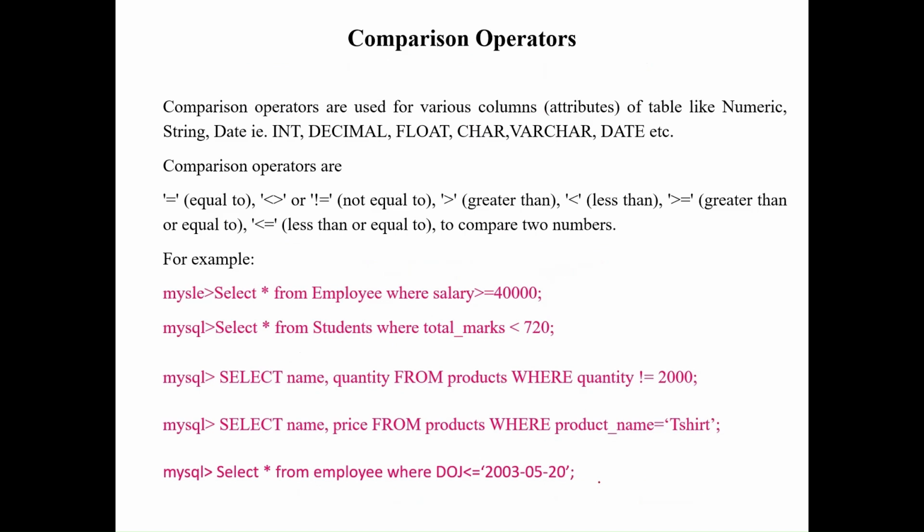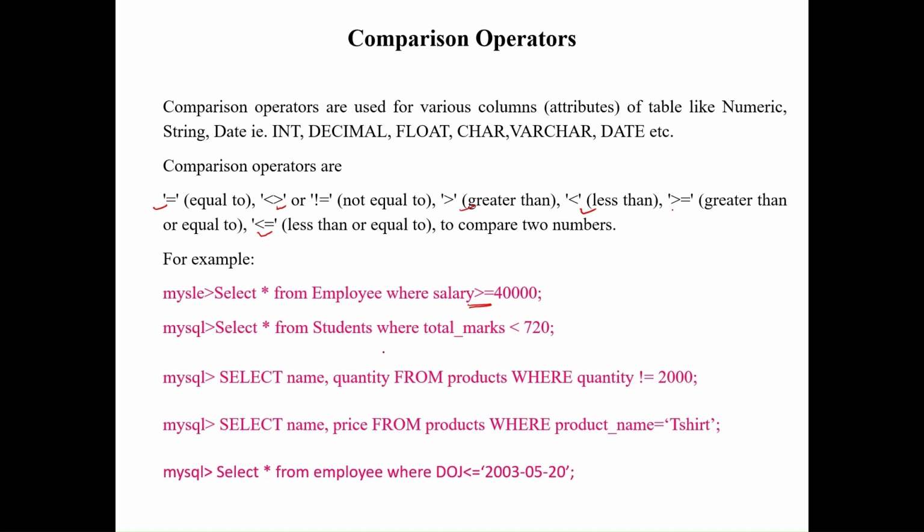Now the next operators are the comparison operators. Comparison operators are used for various columns of the table like numeric, string, date, etc. So we can use various comparison operators like equal to, not equal to, greater than, less than, greater than equal to, less than equal to, and so on. If I want to retrieve the employee's details where the salary is greater than 40,000, then I can write greater than or greater than equal to 40,000.